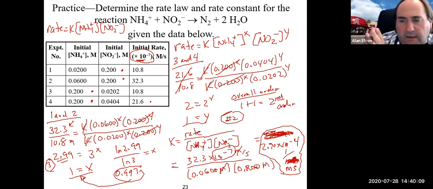Any questions on how to figure out the rate law from a table information given to you? Obviously, you need to be able to do that. You need to be able to take a table, figure out the completed rate law, figure out the orders with respect to each of the reactants, figure out what the overall reaction order is, and obviously figure out the value of the rate constant as well. Any questions on any of that part?